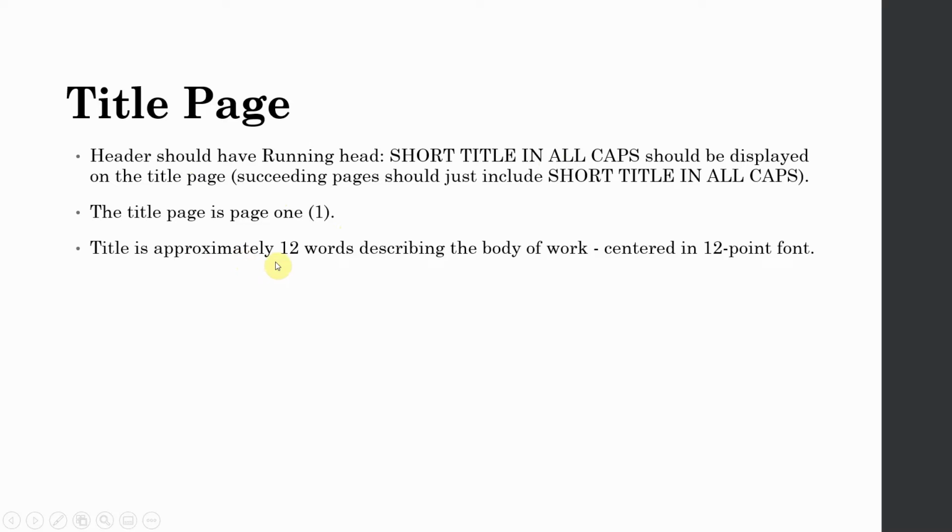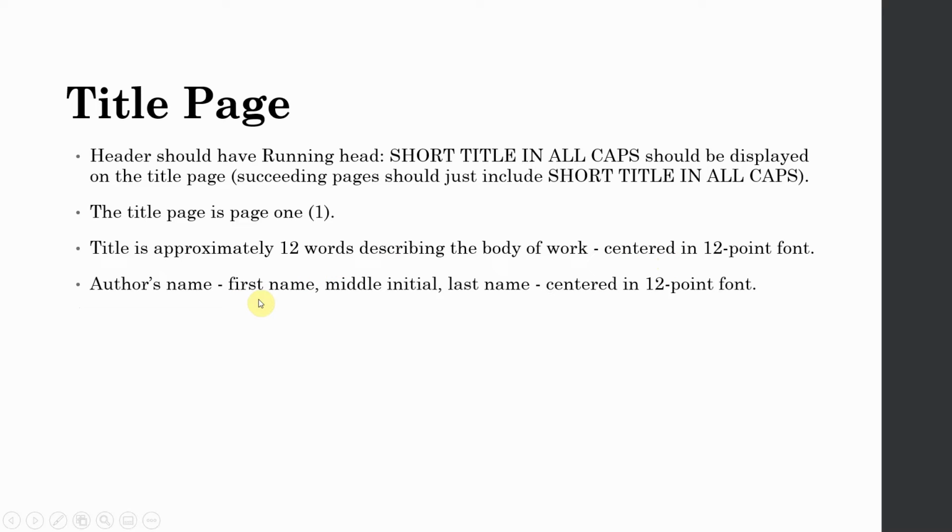Now your title is approximately 12 words and it describes the body of the work, centered in 12-point font. The author name, first name, middle initial, last name, centered in 12-point font. Institutional affiliation is centered in 12-point font. Now how do you do this? Let's have a look at the example.